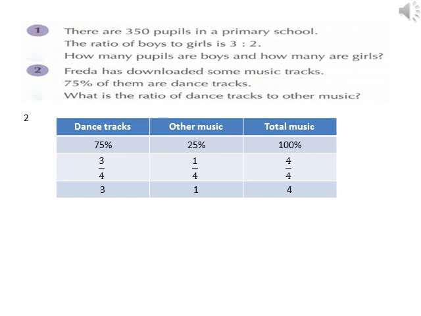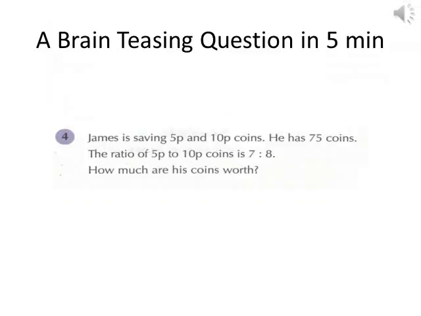And again, I told you before to please make the ratio as simple as possible. And to make it simple, you are just multiplying by 4 for all terms, for the dance tracks, for the other music, and for the total music. And when you multiply by 4 for all of them, you will find the ratio is equal to 3 to 1 to 4. So this is the simplest form for the ratio of dance tracks to other music. So it's 3 to 1.